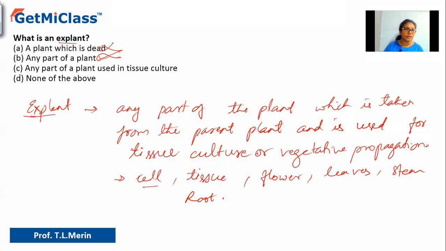Then option C, any part of a plant used in tissue culture. Yes, that can be considered an explant because we are considering that part as a sample, or a substance for further regeneration. That is why we call it an explant. Then option D says none of the above. That is ruled out because we have an answer: any part of a plant used in tissue culture is called an explant. Either tissue culture or even micropropagation you can consider. There's nothing wrong with it.